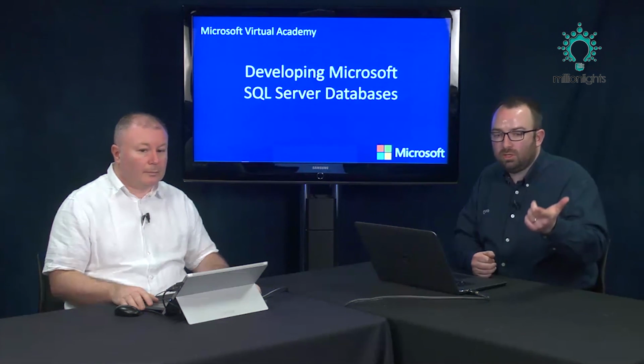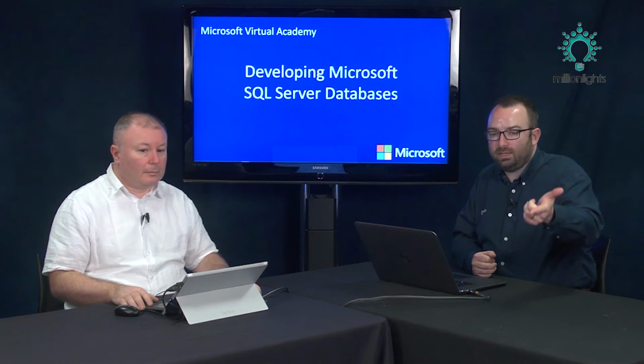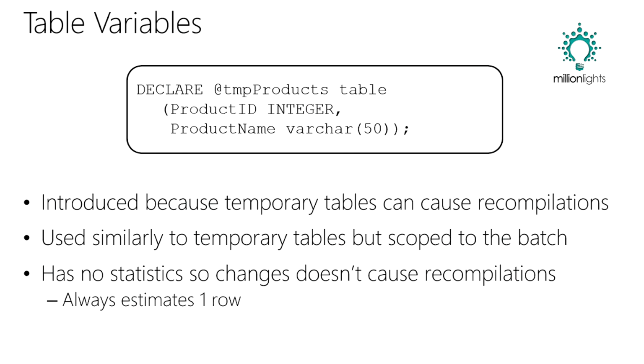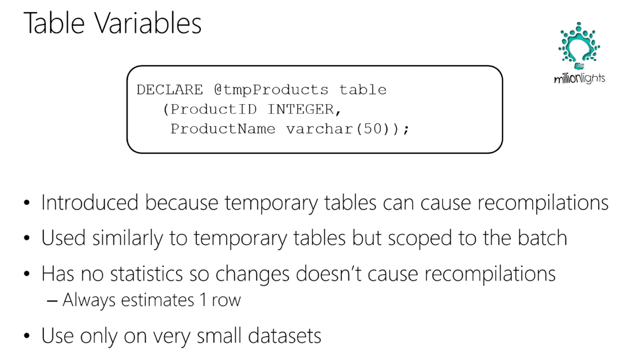But because, on the next bullet, the estimates are always one row, it can be very effective for small data sets. Because if you've got 10 rows and the optimizer estimates one row coming out of that table, then that's fine. But if you've got 100,000 rows and the optimizer expects one row, that can change the way that SQL Server optimizes the code that you're running.